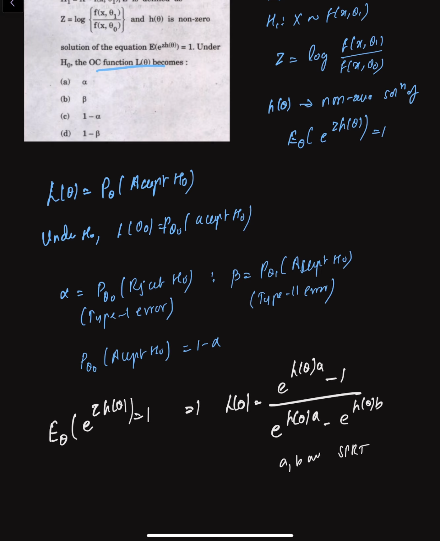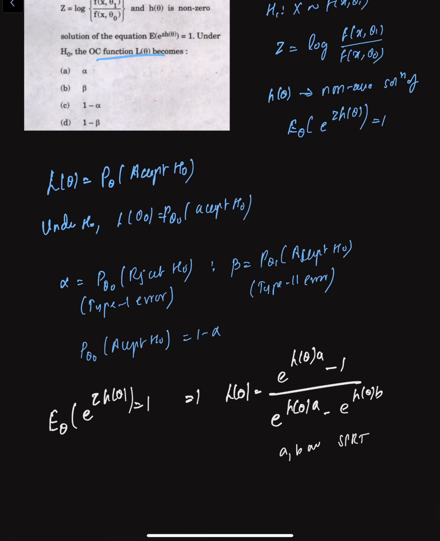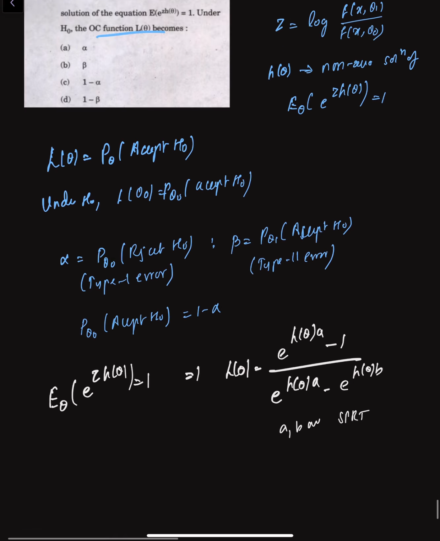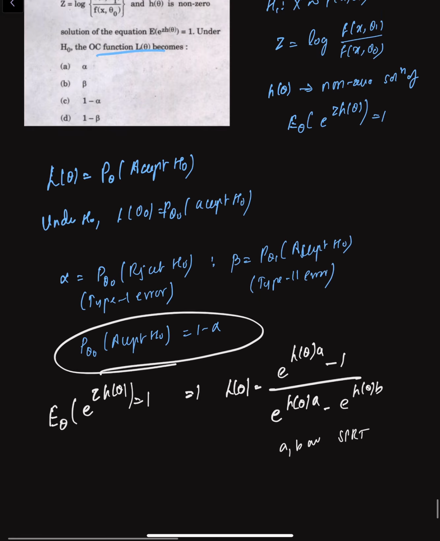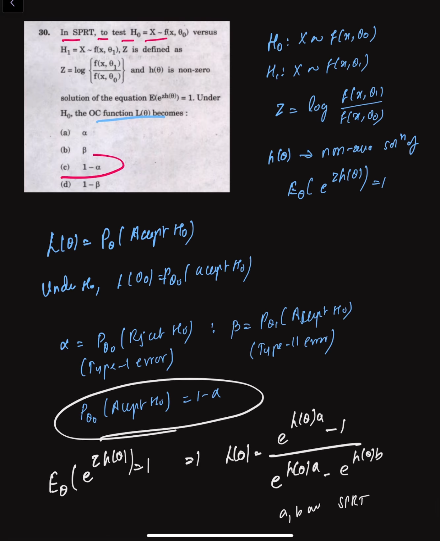But we don't need to compute this here, because our question is asking specifically about H0 and the OC function at θ0, which we already know by definition is nothing but 1 minus alpha. So therefore the answer will be 1 minus alpha.